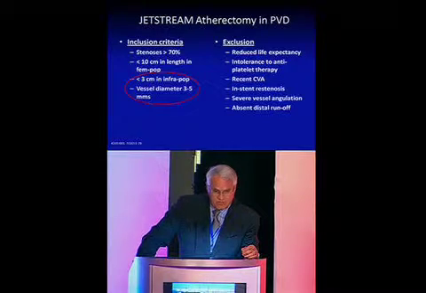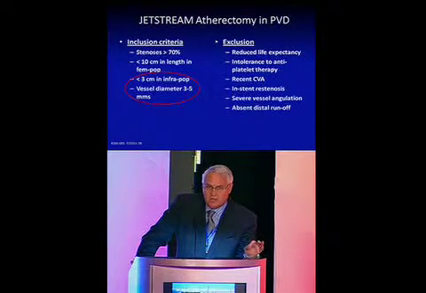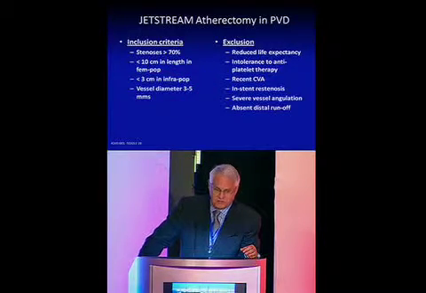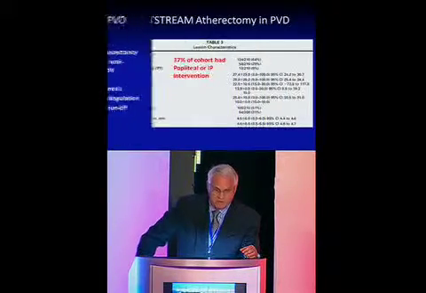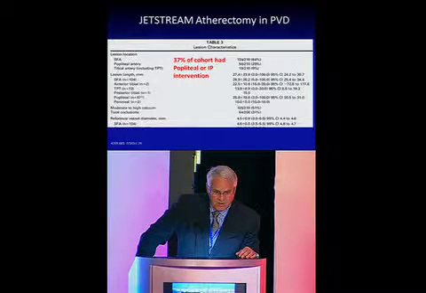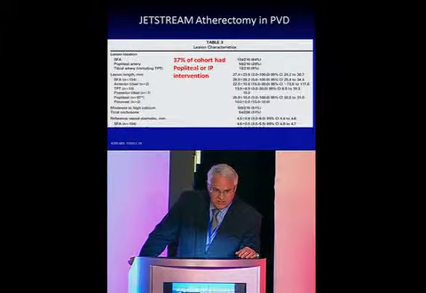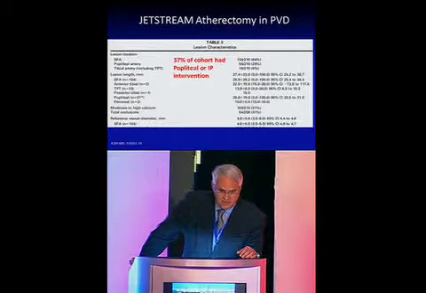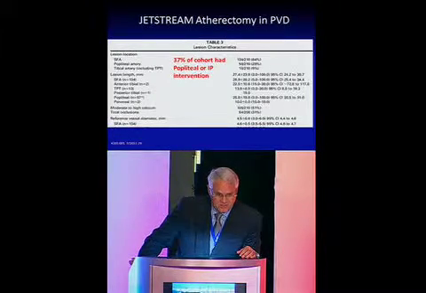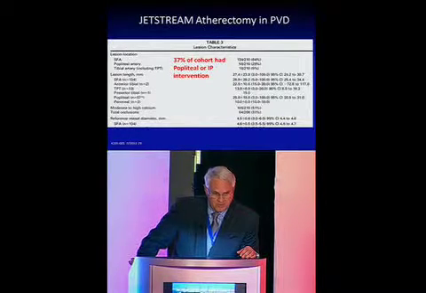So the study did include predominantly patients in the SFA and popliteal. There was a cohort of patients that also had treatment below the knee. In fact, it was 37% of the original cohort. You can see the distribution: 64% in the SFA, 28% in the popliteal, 9% in the tibial arteries. Lesion length was 27 millimeters.